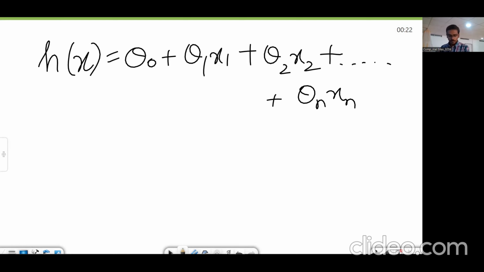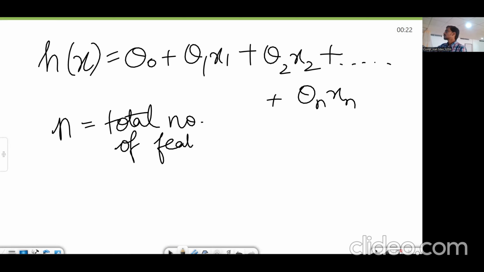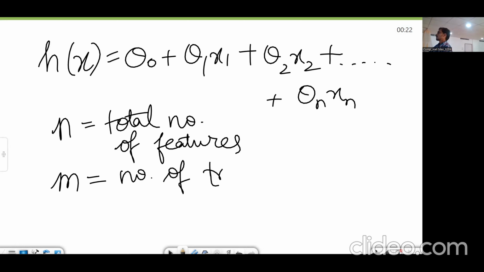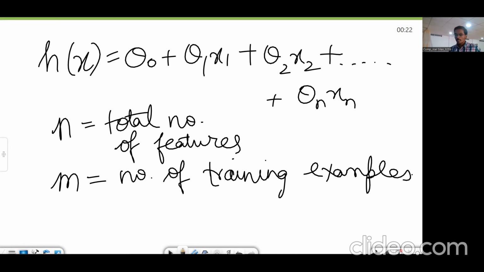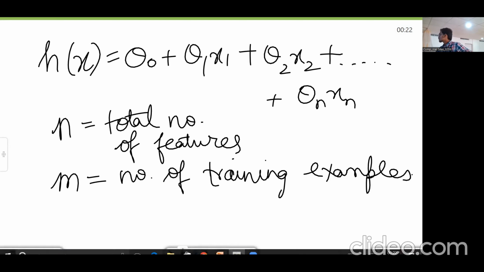so here we can have n number of features using this formula, where let us assume that n is total number of features and m is number of training examples. So in this particular situation, if there are m training examples, then we can use this particular formula for the hypothesis. Now, let us see certain conventions.